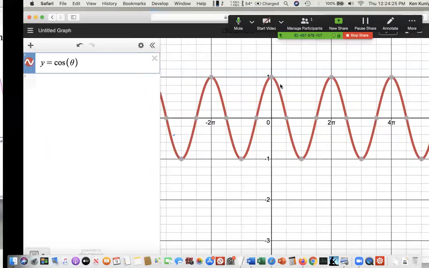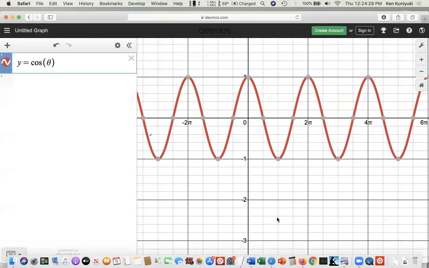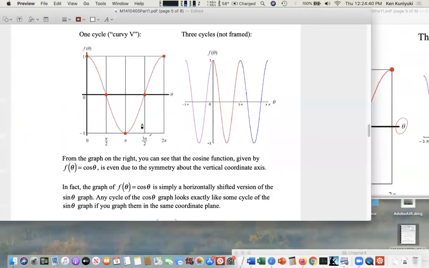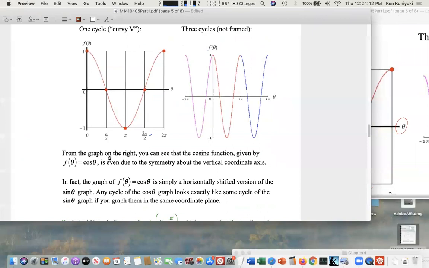All right. Oh, and let's notice something else. We have symmetry. What kind of symmetry do we have? We have symmetry about the y-axis. And why is that? Because cosine is what kind of function? It is even. Cosine is an even function. We have symmetry about the vertical axis, the y-axis.